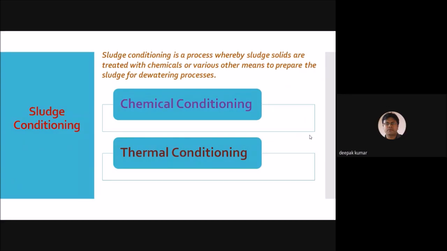Now we will come to sludge conditioning. So what is sludge conditioning? Sludge conditioning is a process whereby sludge solids are treated with chemicals or various other means to prepare the sludge for the dewatering process. In this case, the extra water which is present in the sludge can be removed from it, isn't it? It can be done by two processes: one is chemical conditioning and another is thermal conditioning.